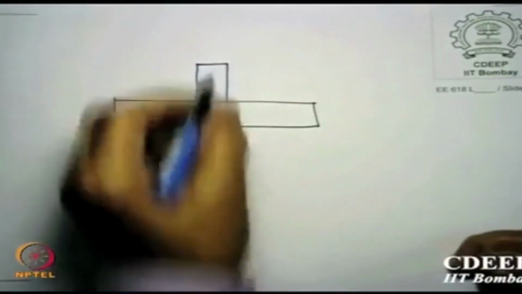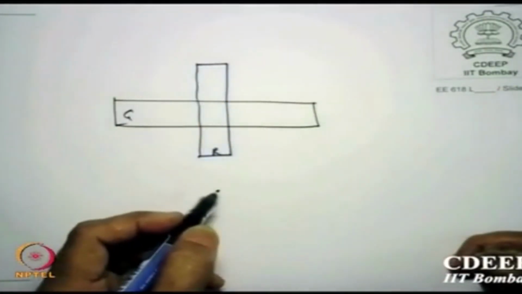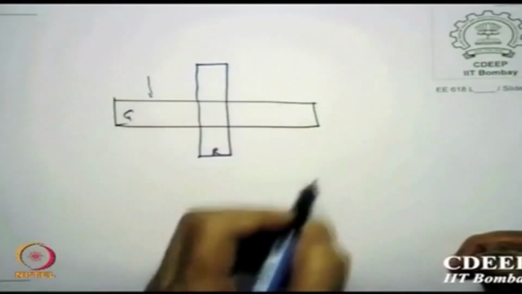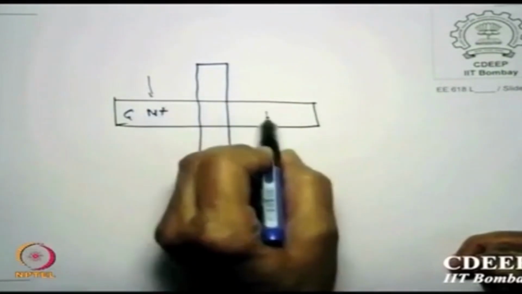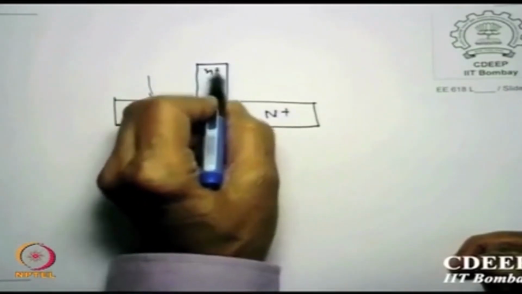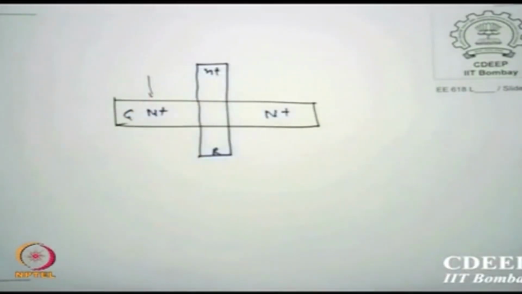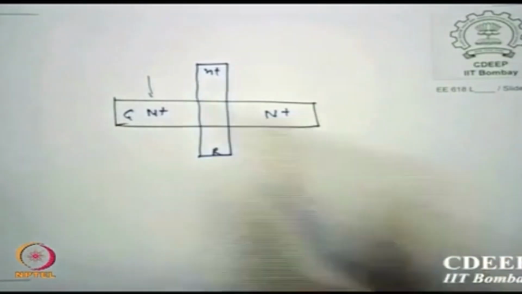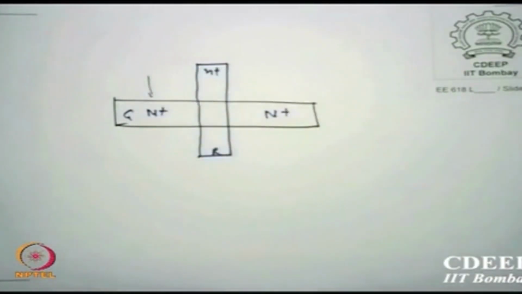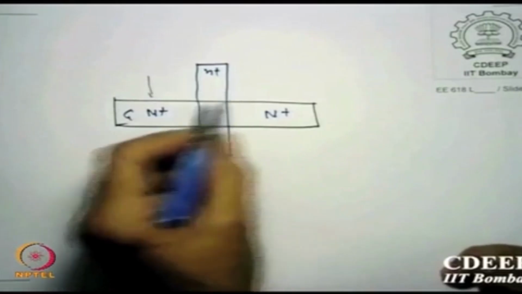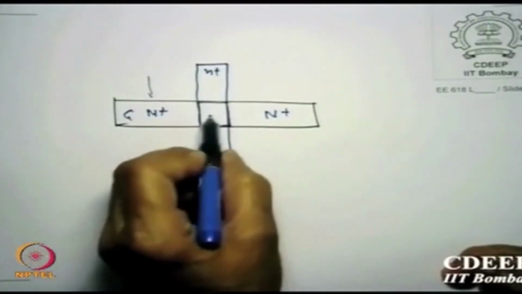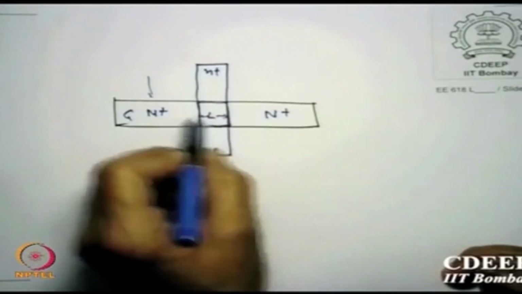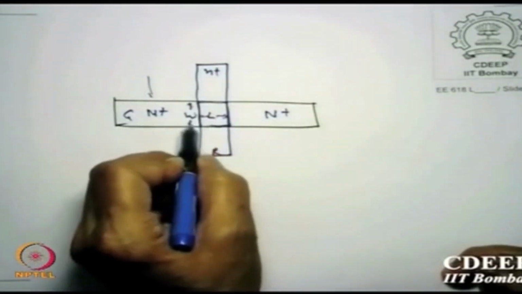Normally, first poly is printed and etched out, and then implants are done at the edge of poly. So this becomes N plus or P plus, whichever transistor you are making, and this also becomes N plus. But below all polys there will be a thin gate oxide. Since this is the area where the gate oxide below is available, this is the channel length and this is the channel width.